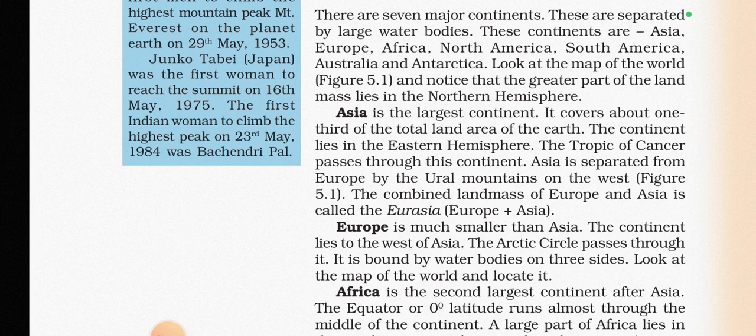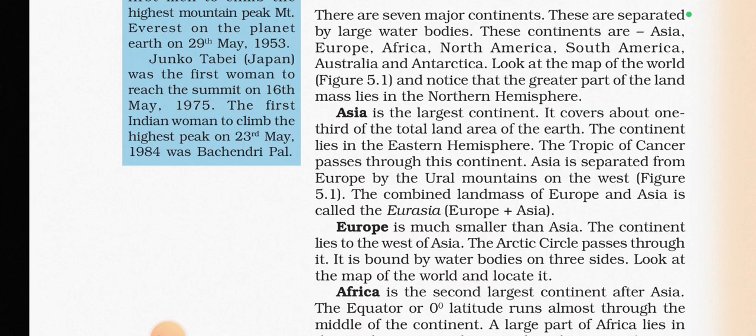Eastern hemisphere, you can consider, is where 0 degree passes through Greenwich, or London. So from 0 degree to 180 degree in the east is known as the eastern hemisphere, and 0 degree to 180 degree in the west is known as the western hemisphere. So Asia totally lies in the eastern hemisphere.